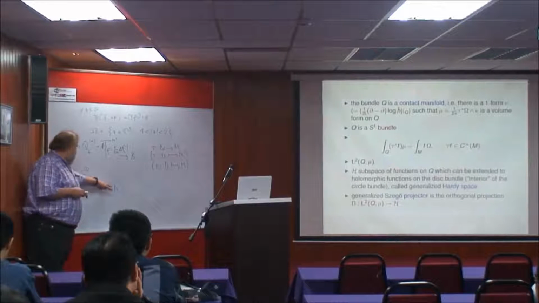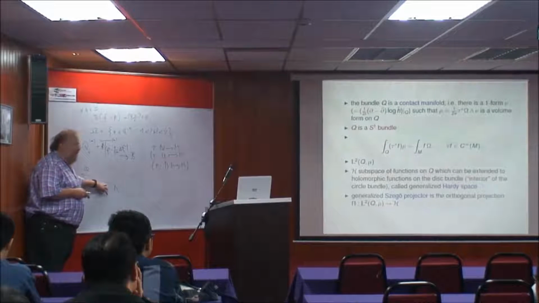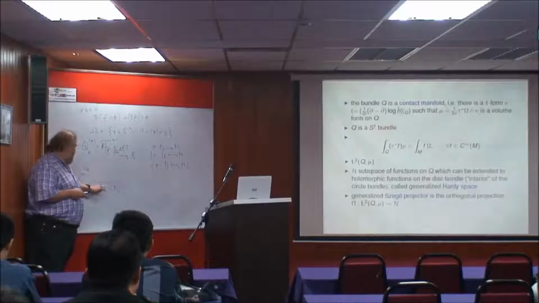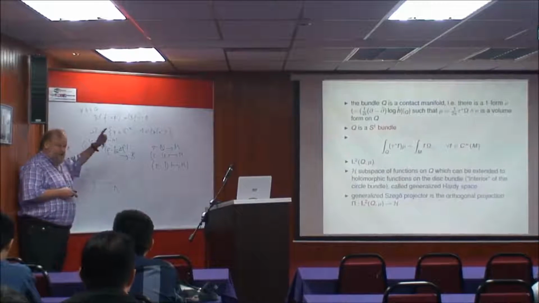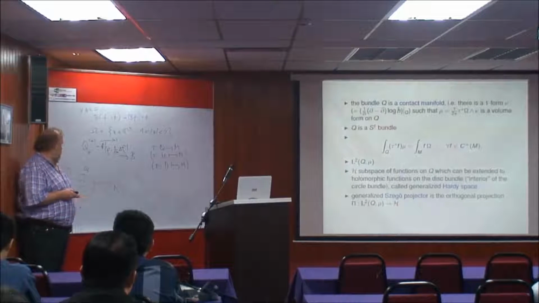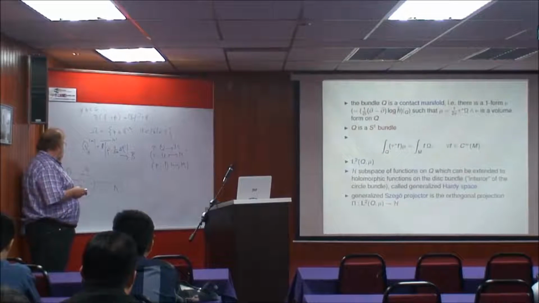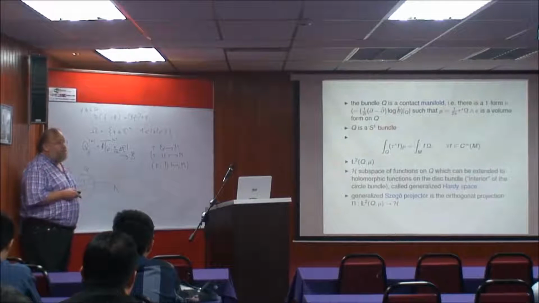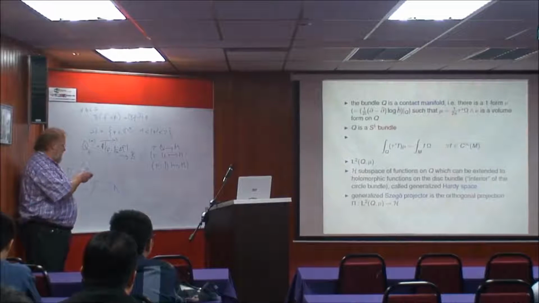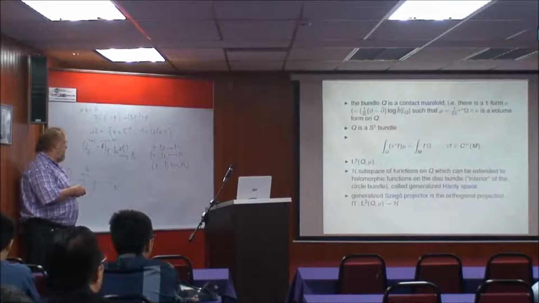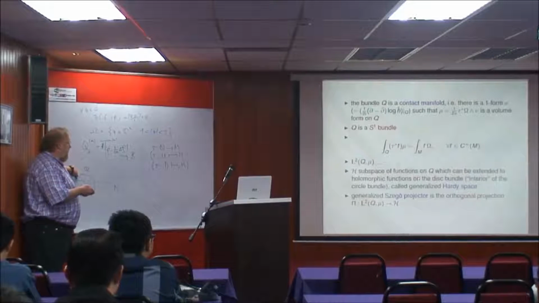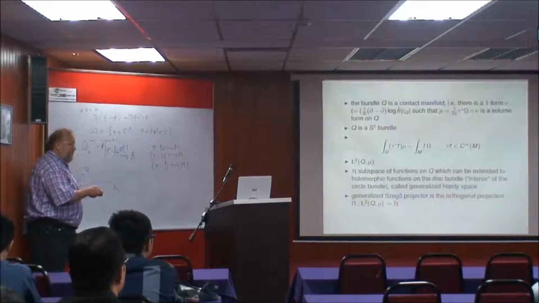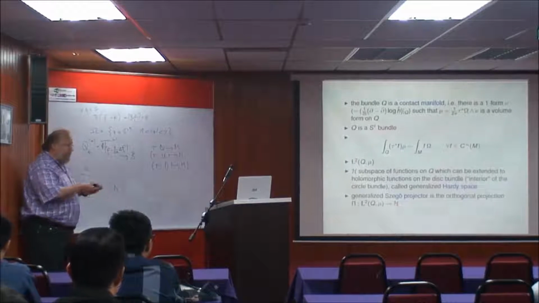So if n is the complex dimension, we have 2n real dimensions there plus 1 real dimension along the circle. So I have 2n plus 1 dimensions here for Q, while D is again 2n plus 2 dimensional, real. Now we consider this subspace of functions on Q which we can extend to holomorphic functions on the disk bundle. Meaning this is the interior of the circle bundle.